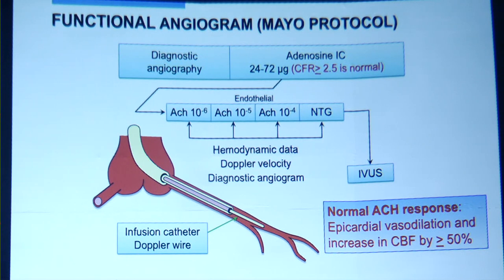So I just wanted to share this protocol with you. It's by no means widely accepted as the only way of doing it. There are many ways different labs do these functional testing, but this is the most detailed way, where you assess not only for spasm, but also the microcirculation by having a Doppler wire in your coronary artery.